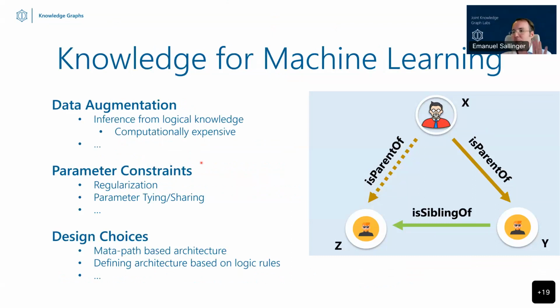And how can we do that in general? I also want to leave time for your questions in the end, so I probably can't go deep into all of the topics, but we can do that by data augmentation. So basically, first using the logical rules, then putting them into a machine learning model. This is, of course, possible, but computationally expensive. We sometimes do it, but often it's computationally prohibitive. Or parameter constraints, like so-called parameter tying, and we will see an example of that possibly, and design choices, like defining an architecture based on logical rules, meta-path-based architectures.